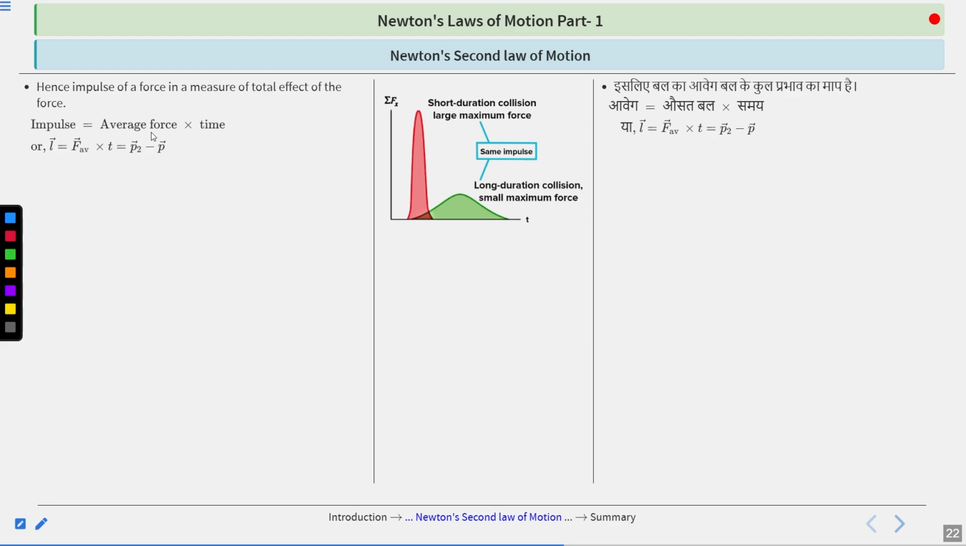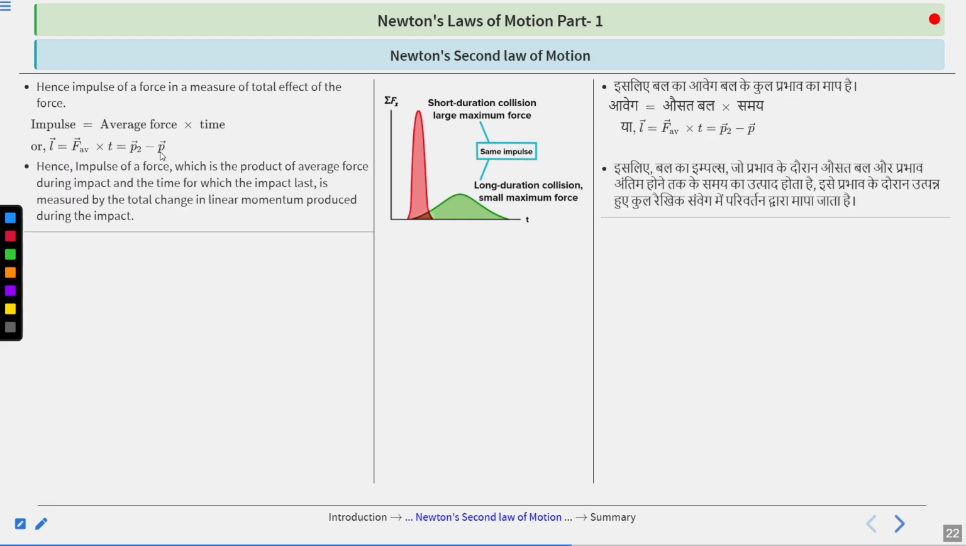Impulse is equal to average force times time, or this is the formula you can see here. Hence, the impulse of a force, which is the product of the average force during the impact and the time for which the impact lasts, is measured by the total change in linear momentum produced during the impact.